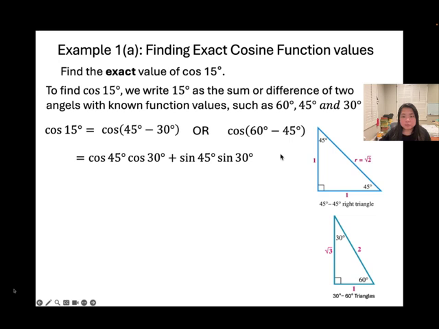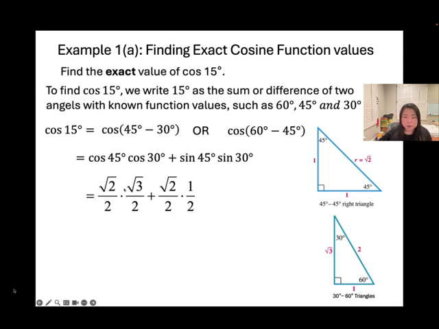Plug it in. And then you're going to use the special triangle to figure out what is cosine 45. Cosine 45 will be equal to 1 over rad 2, which means that will be rad 2 over 2, right? Rad 2 over 2 times cosine 30, which is going to be rad 3 over 2, sine 45, rad 2 over 2, and sine 30 will be equal to 1/2.